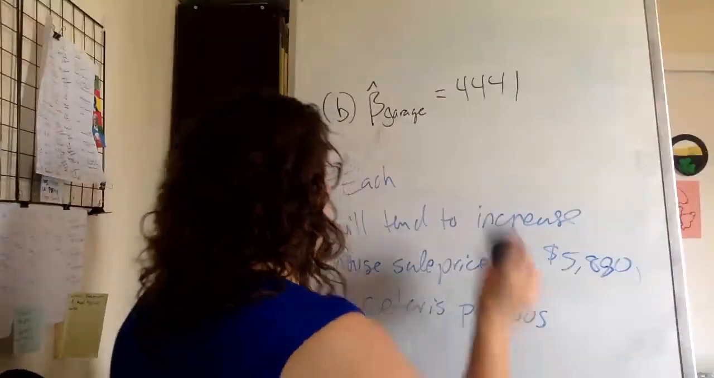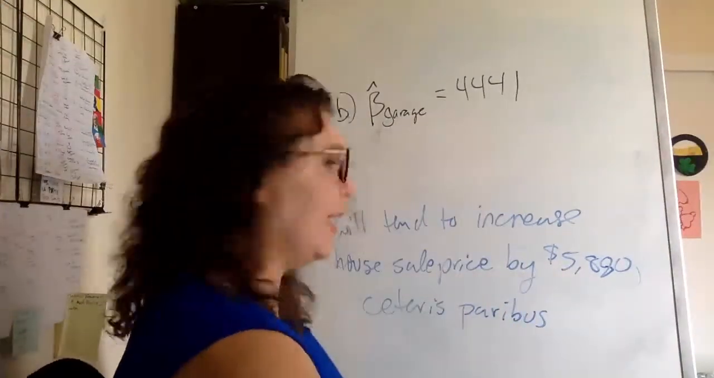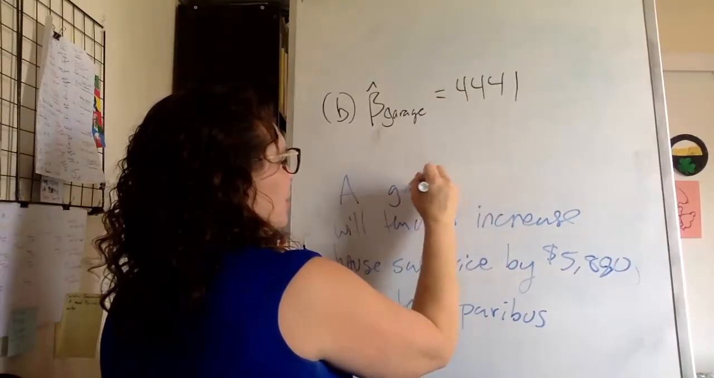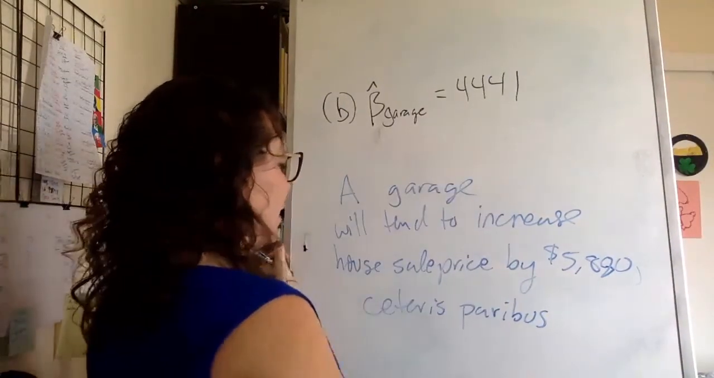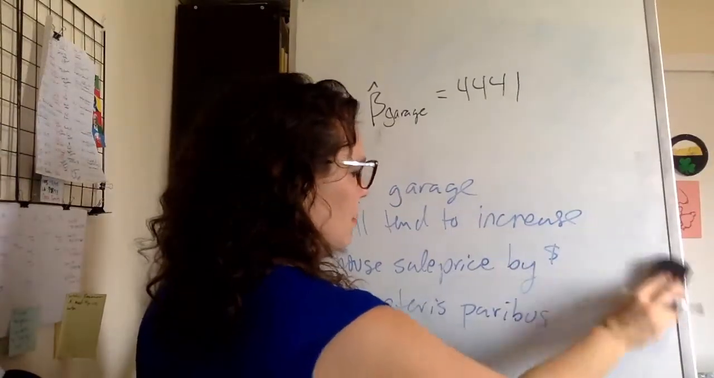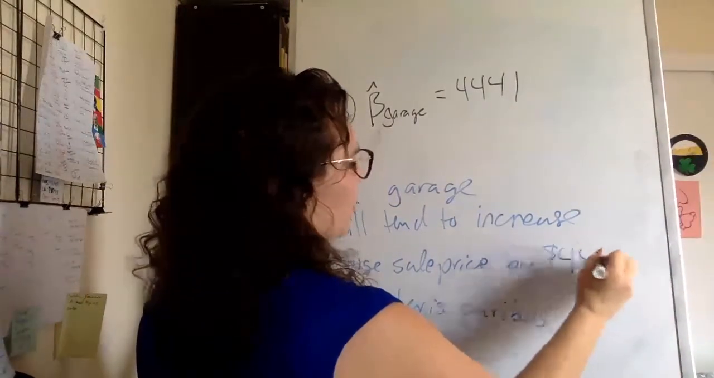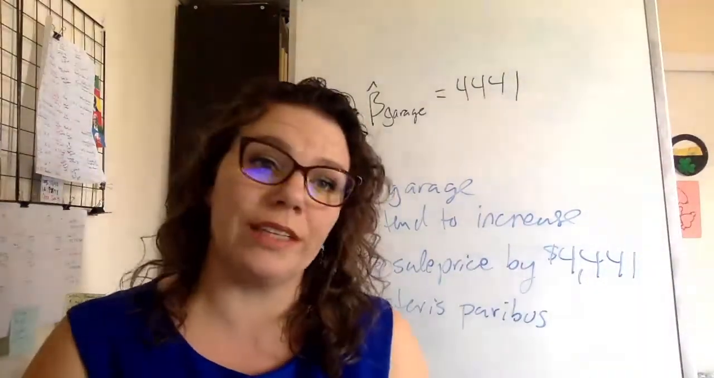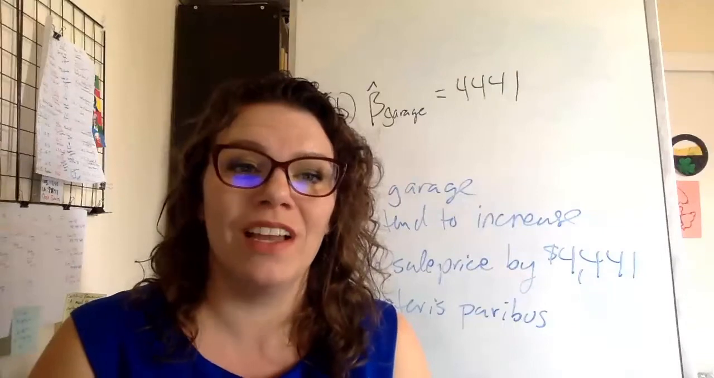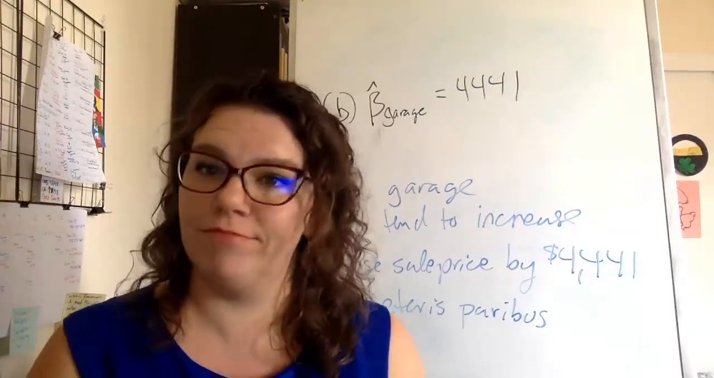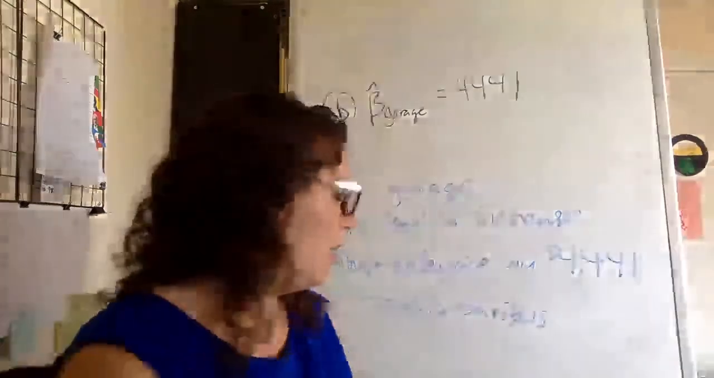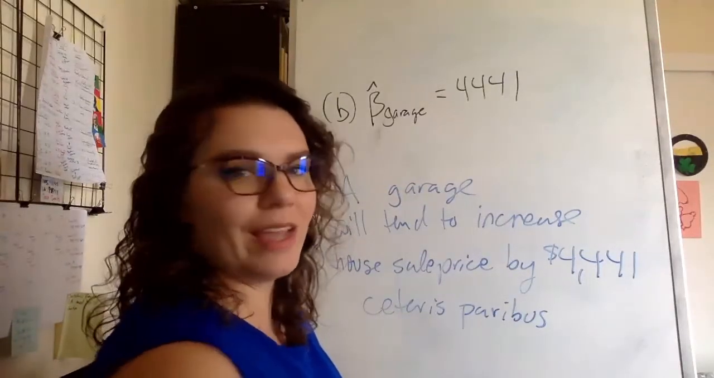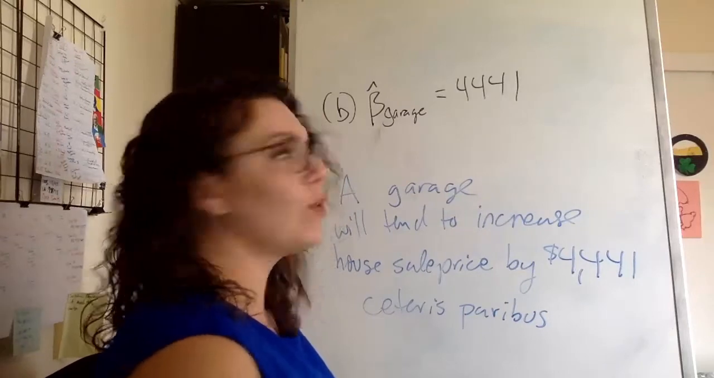So we can just say, a garage will tend to increase house sale price by $4,441, ceteris paribus, holding lot size, number of bedrooms, number of bathrooms, and a driveway constant. So far, so good. Part C asks you to interpret the p-value and t-stat for driveway.